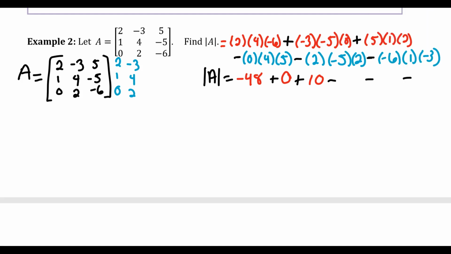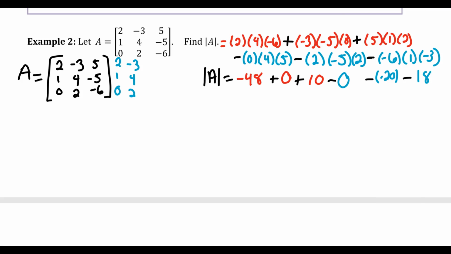So 0 times 4 is 0. 0 times 5 is still 0. 2 times -5 is -10, times 2 gives me -20. -6 times 1 gives me -6, and -6 times -3 gives me a positive 18.